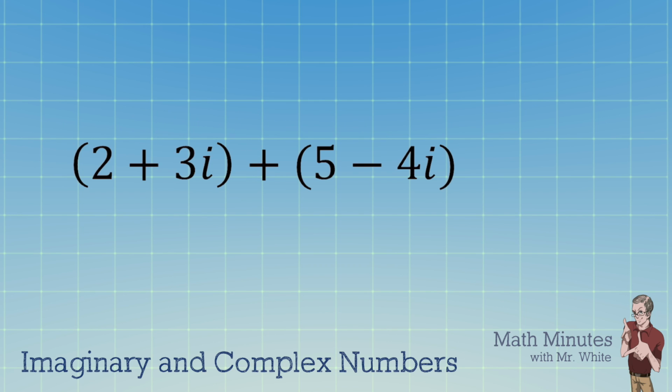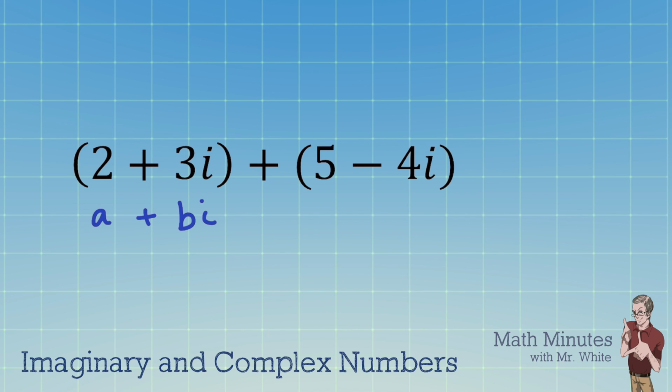Now in this next example, we have 2 complex numbers being added. So I haven't talked about complex numbers. Complex numbers have a real part and then an imaginary part. So we often write it in the form a plus bi. That would be standard form for a complex number.